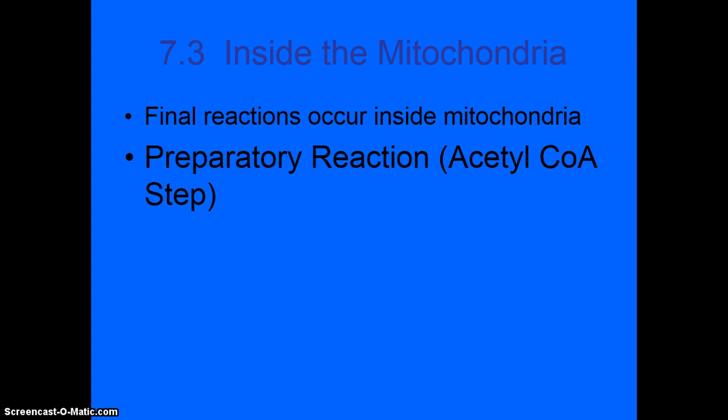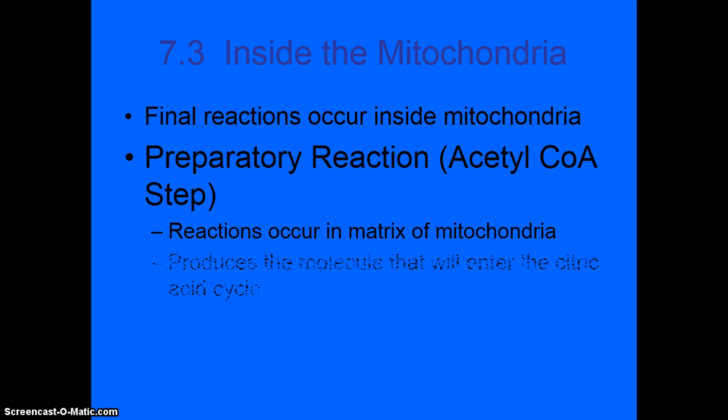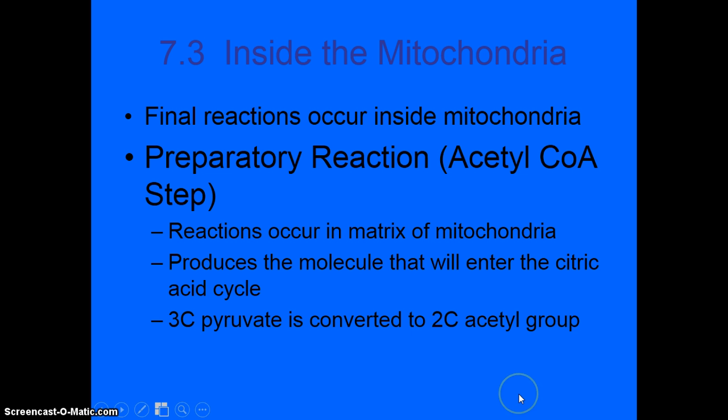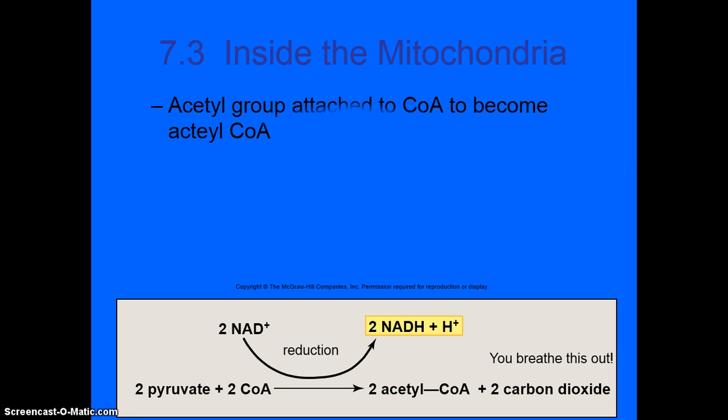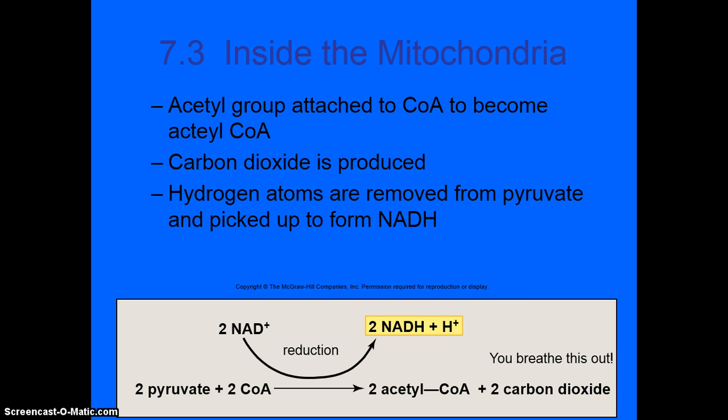This is also referred to as the acetyl-CoA step. These reactions occur in the matrix of the mitochondria. They produce the molecule that enters the citric acid cycle. And what happens is the 3-carbon pyruvates get converted to a 2-carbon acetyl group in this process. The acetyl group becomes attached to a coenzyme A to become acetyl-CoA, and carbon dioxide is produced as a waste product. The hydrogen atoms are removed from the pyruvate and picked up to form NADH. And this reaction occurs twice per glucose.